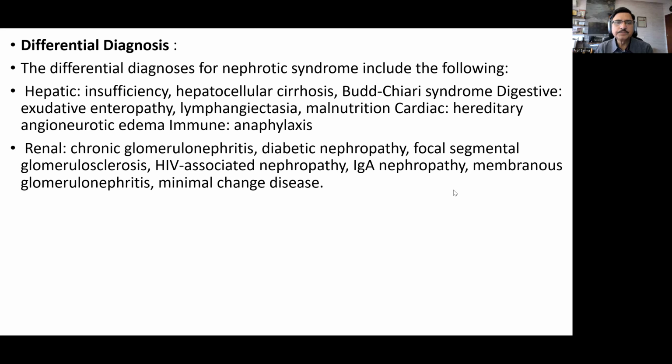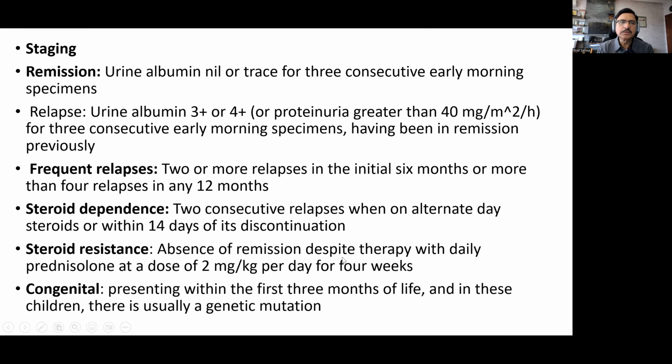Renal: chronic glomerulonephritis, diabetic nephropathy, FSGS, HIV-associated nephropathy, IgA nephropathy, membranous glomerulonephritis, and minimal change disease. There are certain causes which should be differentiated, and this is the list of those causes.